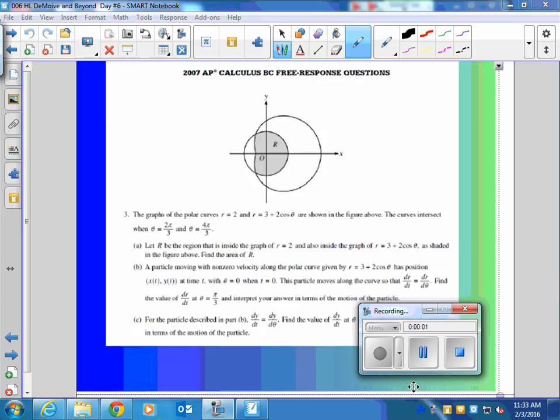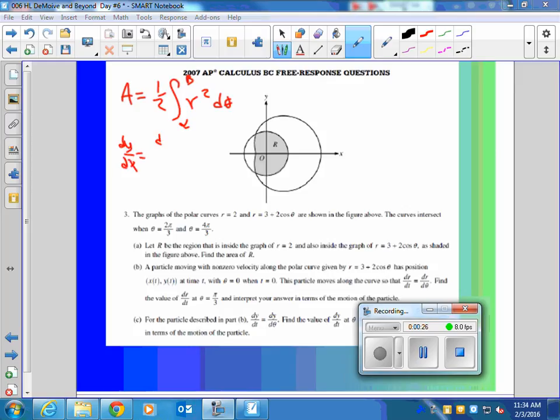This is the last of the BC topics. This is polar graphing, and we had two formulas that are used a lot, in particular in this one. One is that the area is 1/2 integral from alpha to beta of r squared d theta. That's the area. The slope dy/dx is just dy/d theta over dx/d theta.